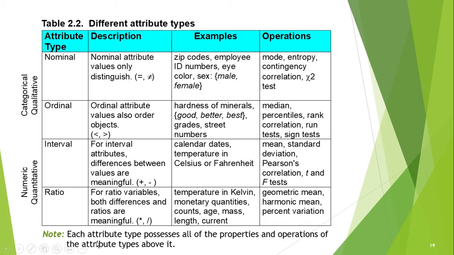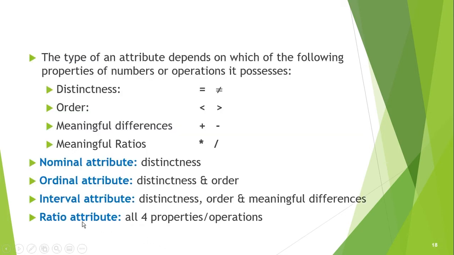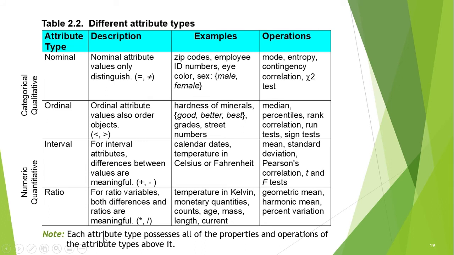Now, take note, each attribute type possesses all of the properties and operations of the attribute types above it. Tulad nito, yung sa ratio, all 4 properties, kasama sa kanya yung lahat ng properties sa interval attribute. Sa interval attribute naman, lahat ng properties of number na nasa ordinal attribute nasa kanya, plus 1. Sa ordinal naman, meron na siyang order, meron pa siya nung kung ano yung meron doon sa nasa taas niya. Yun yung ibig pong sabihin nitong note natin.